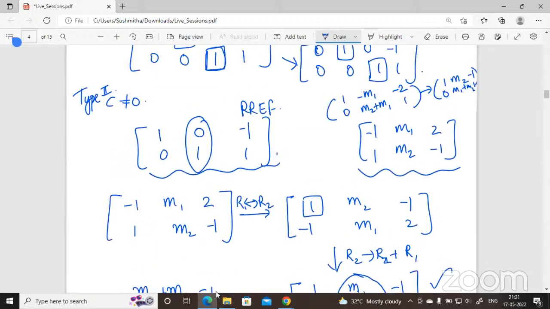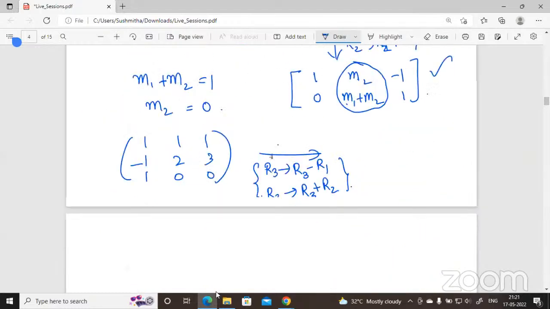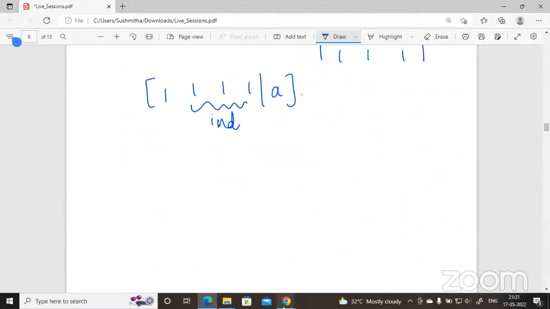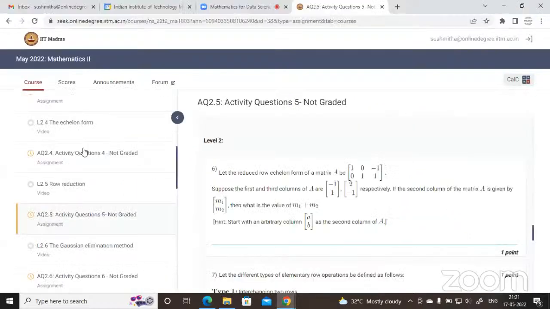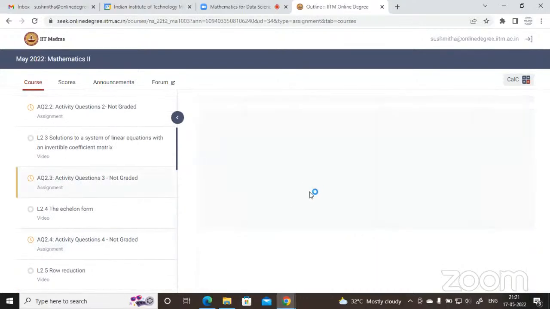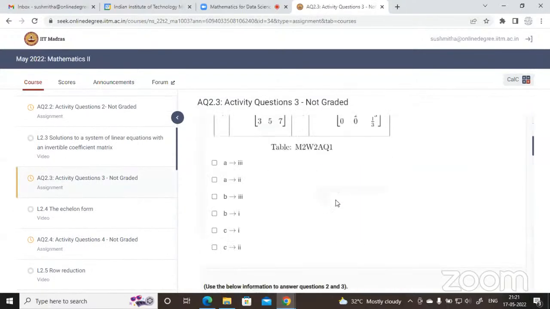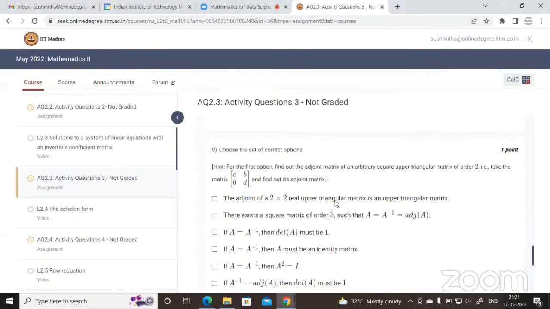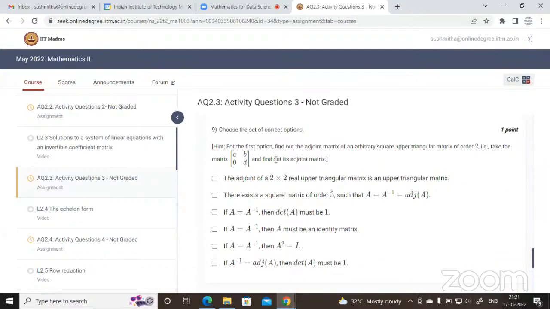This is great. Hello, ma'am. Yeah. AQ 2.3, question number 9. 2.3, question 9. Could you discuss option 2, 3, and 5? Choose the correct options, okay? The adjoint of 2, 3, and 5.